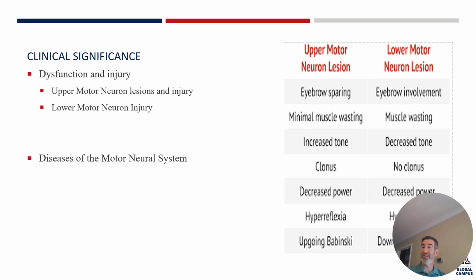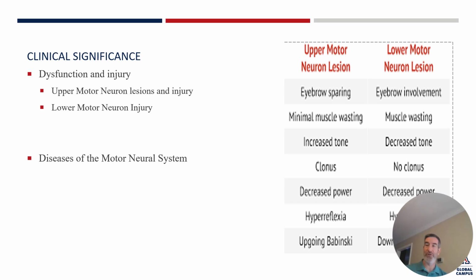Upper motor neuron syndrome occurs when an injury occurs anywhere along the descending tract before the anterior horn of the spinal cord. Some of these injuries include strokes, traumatic brain injuries, spinal cord injuries, amyotrophic lateral sclerosis, primary lateral sclerosis, multiple sclerosis, or anoxic brain injury.